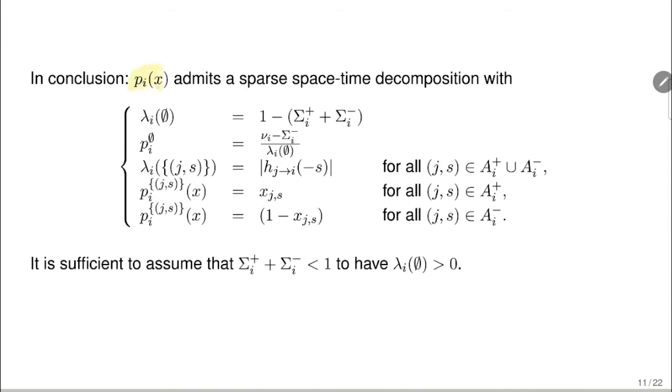So to sum up, what we have shown is that for this precise example, π of x admits a space-time decomposition where λ_I of the empty set is 1 minus σ_I^+ minus σ_I^−, π of the empty set of I is ν_I minus σ_I^− divided by λ_I of the empty set. λ_I of the set which has only the pair js is given by the absolute value of h_{j→I}(−s) for all pairs js which are in the union of A_I^+ with A_I^−, and for each pair j and s in the A_I^+, the function π of the corresponding pair of x is just the value of x_{js}, and if I take a pair j and s in A_I^−, the π_{js} of x is 1 minus x_{js}, okay?